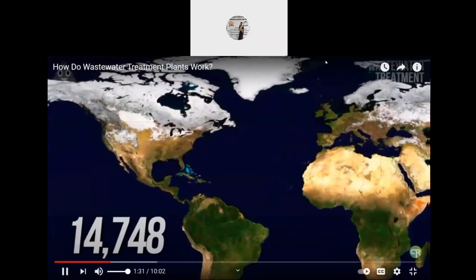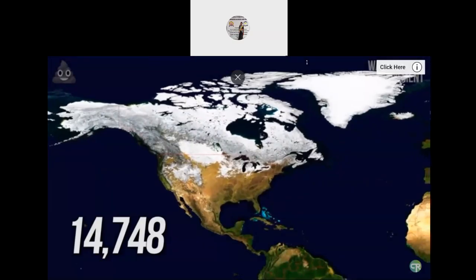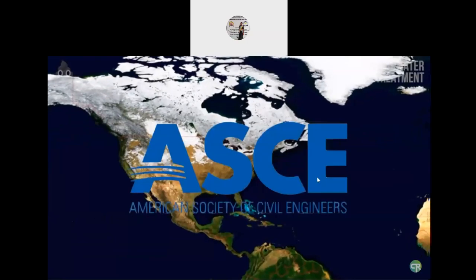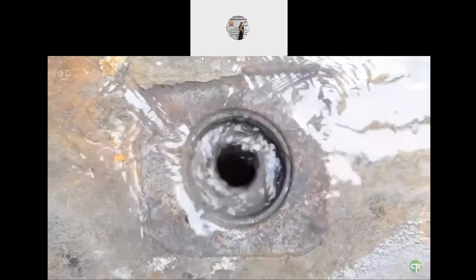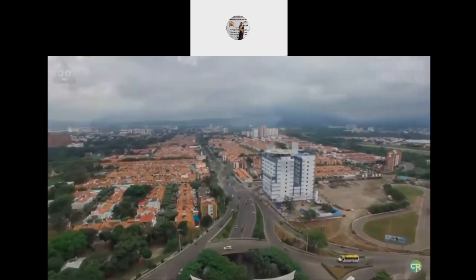There are an estimated 14,748 treatment plants in the U.S. alone that 76% of the USA's population relies on, according to the American Society of Civil Engineers. Understanding wastewater is crucial to understanding the critical infrastructure needed to support modern life.